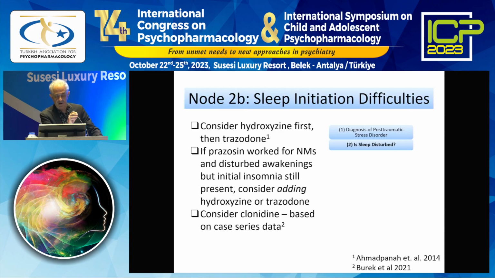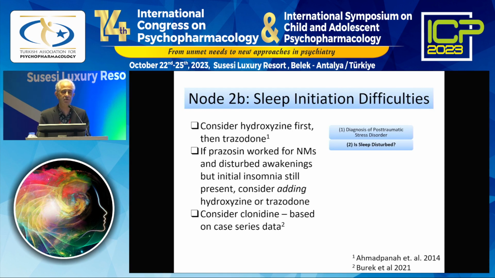Now, you can also add hydroxyzine or trazodone if they got treated for their nightmares and disturbed awakenings and you had good results, but they still can't fall asleep. Then we would consider adding hydroxyzine or trazodone. And another up-and-coming option is clonidine for this purpose.